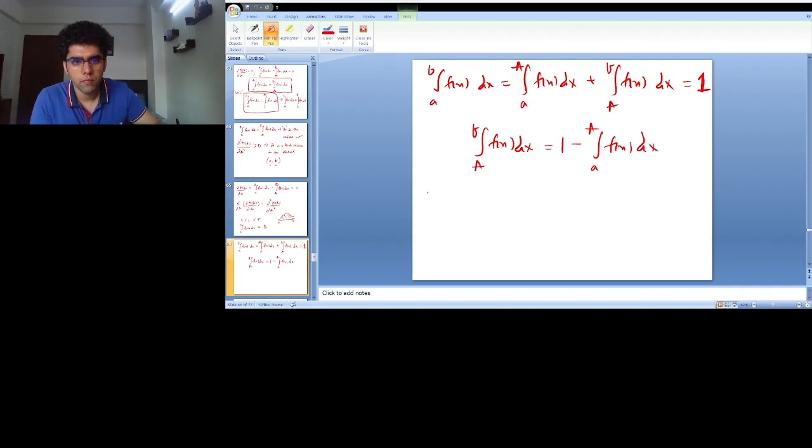So I can write del M(A) by del A as the integral small a to capital A f(x) dx, and now the second expression becomes 1 minus the integral small a to capital A f(x) dx. This was negative, so this was negative of 1 minus the integral small a to capital A f(x) dx.